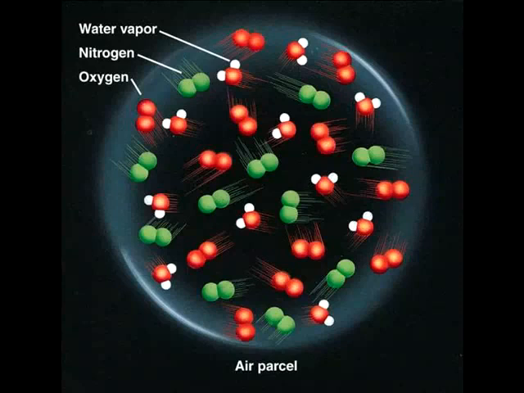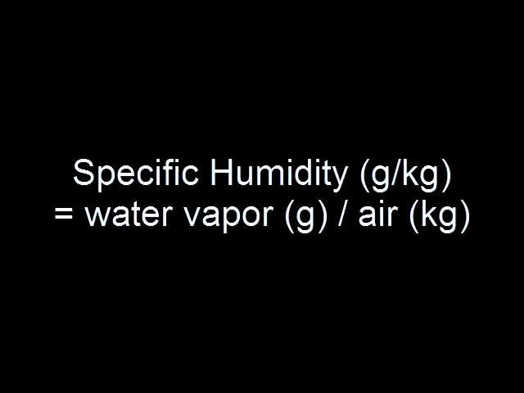Humidity is expressed in a variety of ways. All indices refer solely to the water vapor and exclude liquid or frozen states. For example, you can express the amount of water vapor in the air through the specific humidity. Specific humidity is expressed as the mass of water vapor relative to air mass. So grams of water per kilogram of air.